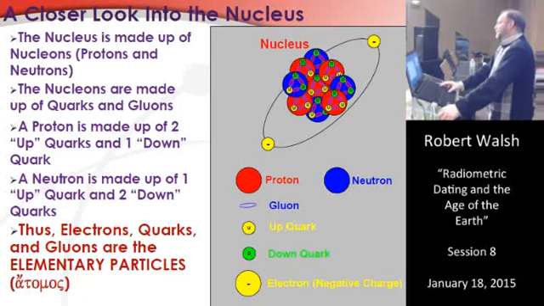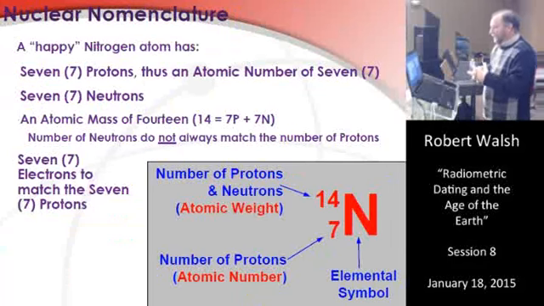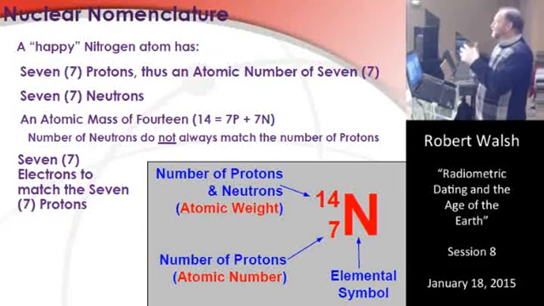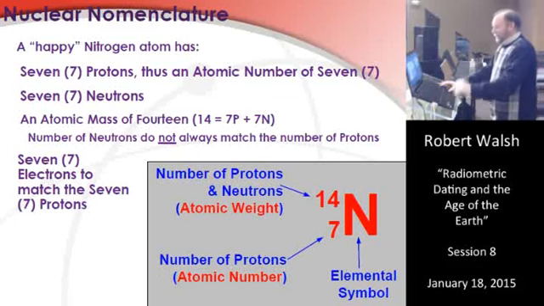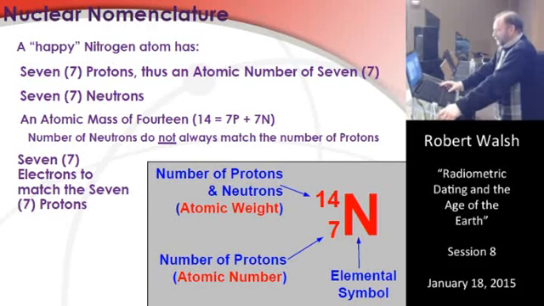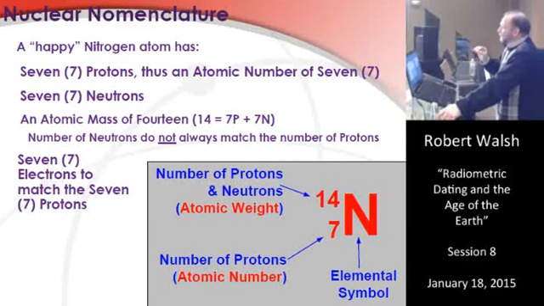Okay, a happy nitrogen atom. Let's take a look at an example here of a happy nitrogen atom. We have to review our high school chemistry and nuclear nomenclature, and I'm sure you all remember this. Here we see the symbol N for nitrogen, and the bottom number refers to the number of protons. The number of protons tells you what type of element it is, right? So you'll always have that number in the bottom. Then you have the number at the top to the left of the symbol. You have the atomic weight, which is nothing more than the sum of the protons and the neutrons.